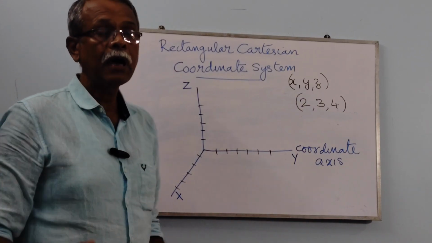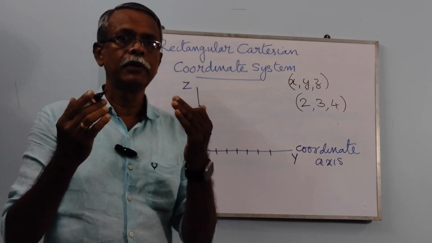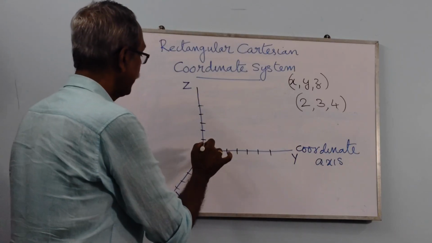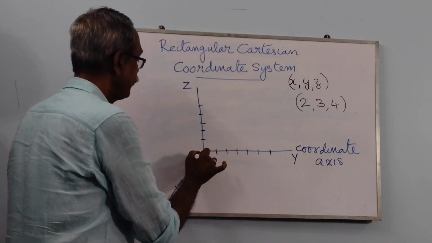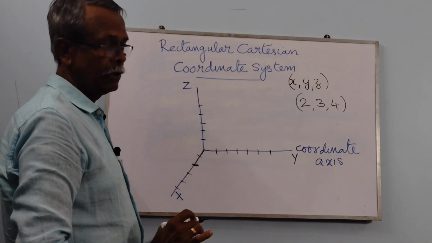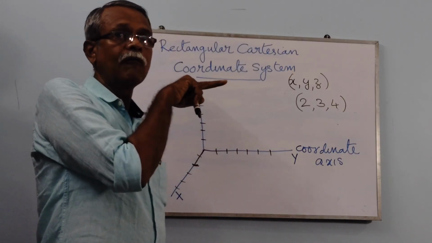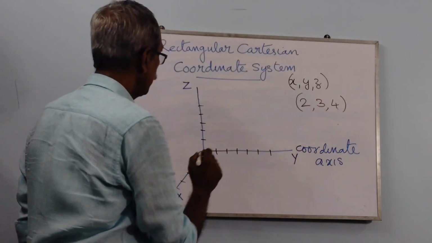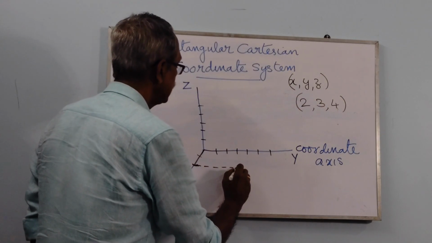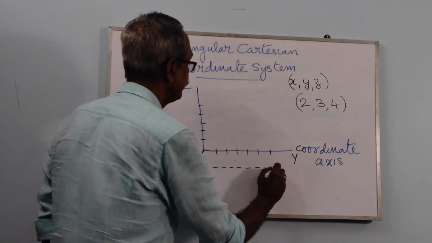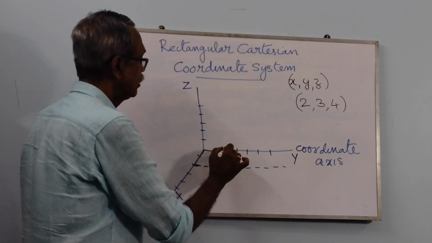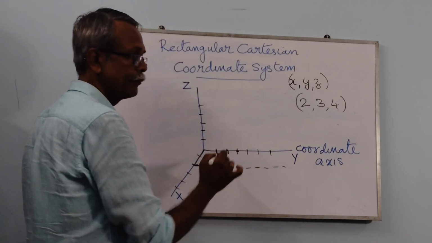That means I have to mark off 2 units along the x-axis. That is, I have to go along the x-axis 1 unit, 2 units. I have to reach here. Then I have to go along the y-axis for 3 units. I draw a dashed line parallel to the y-axis like this. This point is 1, 2, 3.